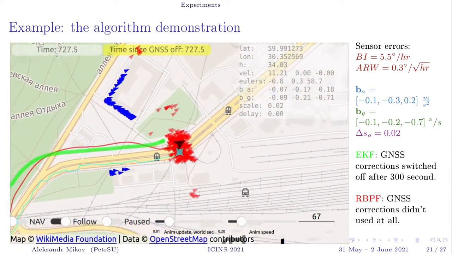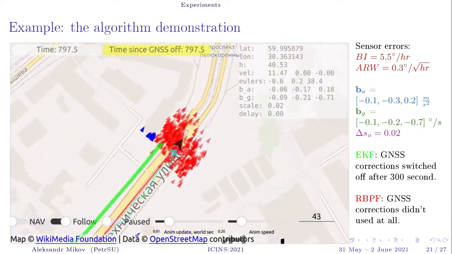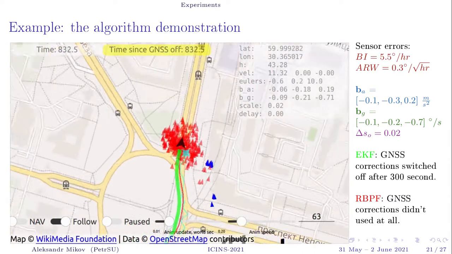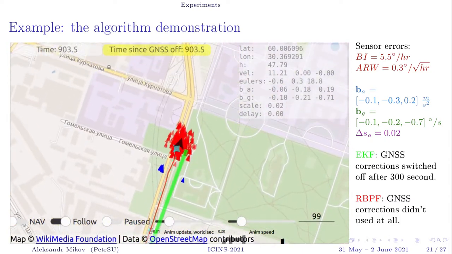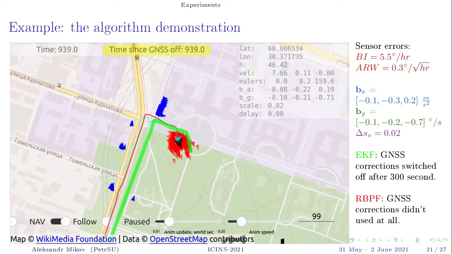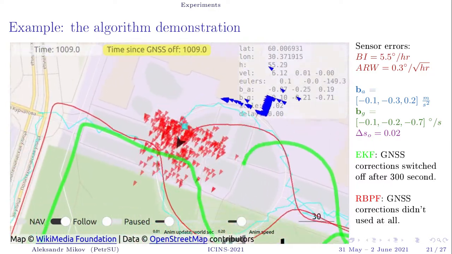We have turned off the graph corrections at 600 seconds. Now the position is only corrected using the building footprints. Let's see how the filter operates in this case. In parallel, take note of the estimates of the sensor errors. Their true values are shown at the top right corner of the slide.